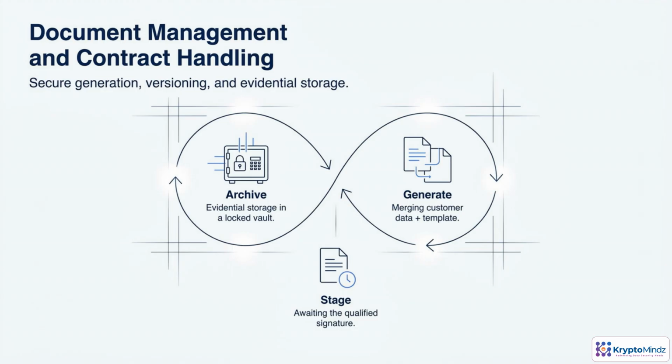In our eIDAS use case, think of documents moving through 3 controlled states. First, they are generated by merging a legally approved template with customer data, so every contract is consistent and traceable. Next, the unsigned version is staged, its content is locked, and the system waits for the qualified signature event to attach all evidence. Once signed, the document is archived in a secure versioned vault, keeping both the content and its audit trail verifiable for many years.